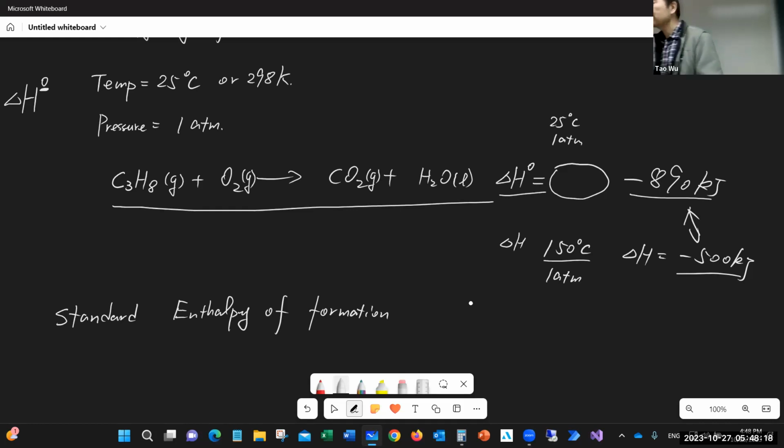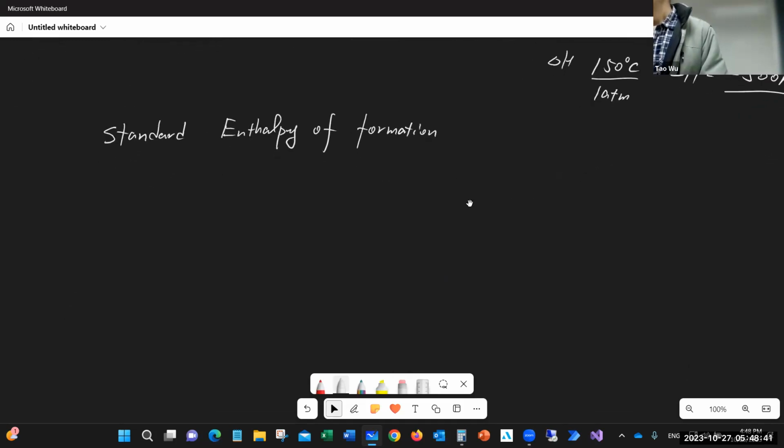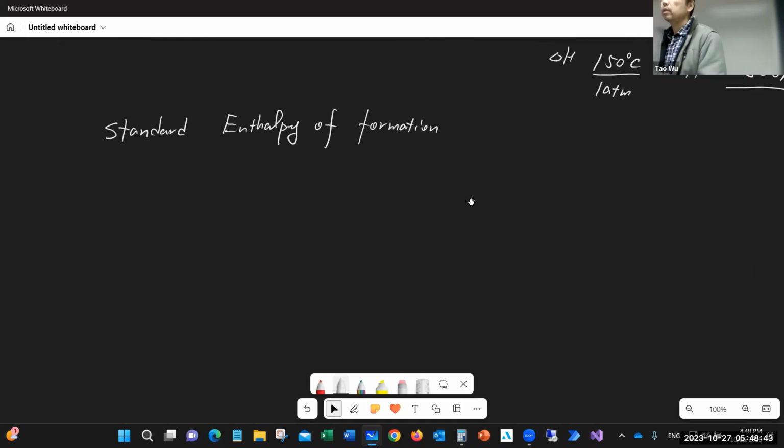Kind of. Yeah. So the purpose of this is just to try to make every scientist on the same page, so then we can compare the numbers, and also we can utilize the numbers. Okay, yeah, so that is why we have a standard condition. All right, so the next part, we're going to talk about the standard enthalpy of formation.